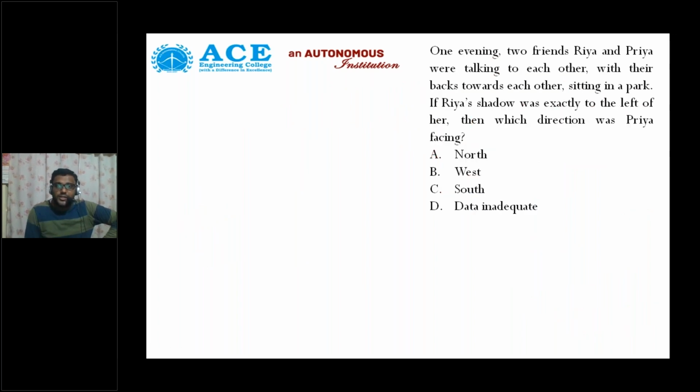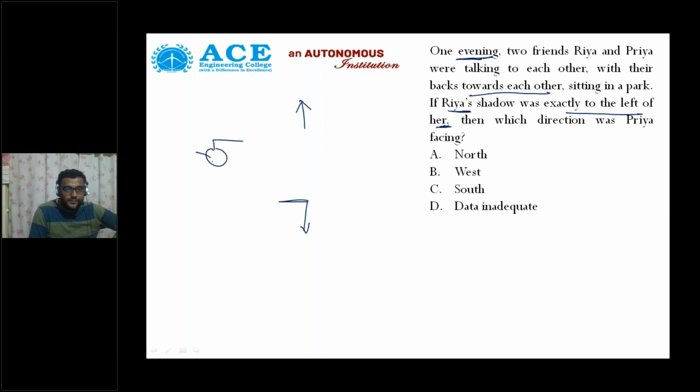Now let's see the next question. This is evening, and that too backs towards each other. They mention backs towards each other. Again, shadow was left of her. Ria shadow was left of her. First of all, backs towards each other. Okay, and that too evening.